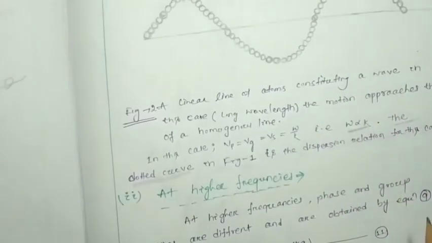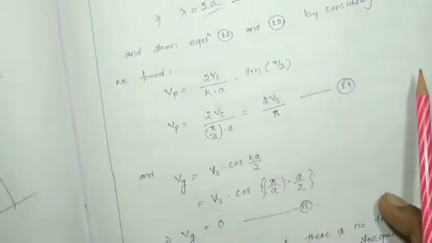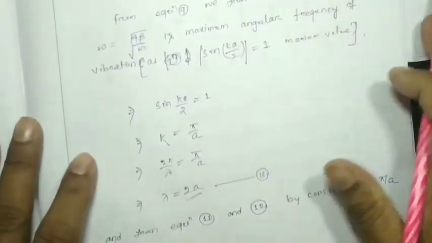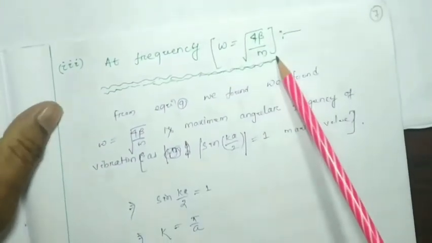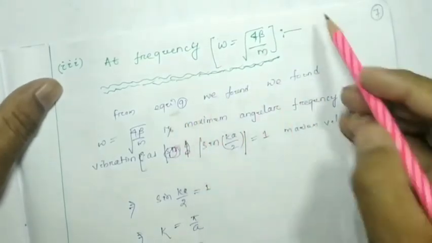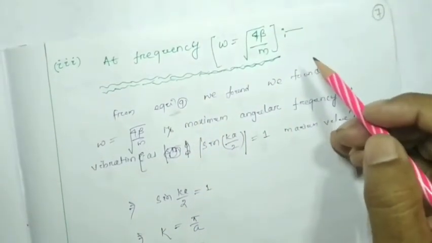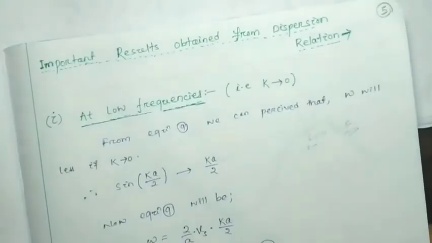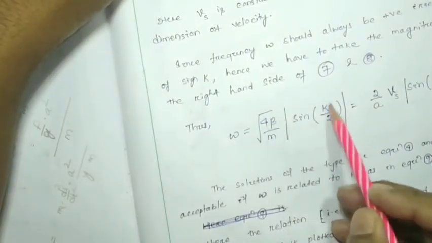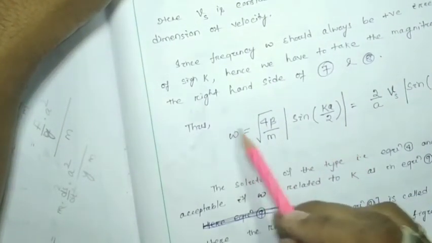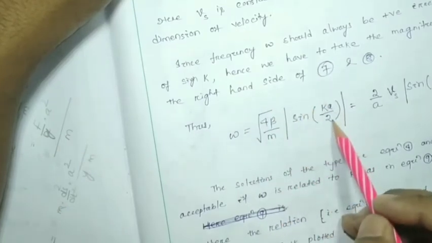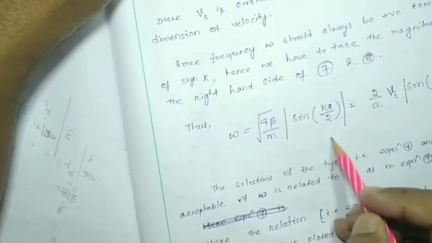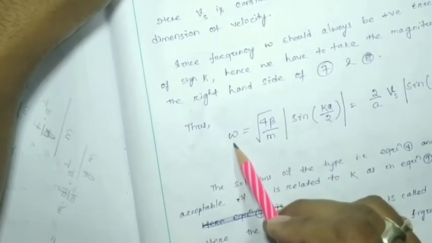Now, at the frequency we have to consider, root over 4 beta by m, this will be the highest frequency, because from equation number 9 we can find this. See, equation number 9 is root over 4 beta by m times sin ka by 2. So omega will be maximum, because sin ka by 2, or sin theta, has a maximum value of 1. So the maximum value of the frequency will be root over 4 beta by m.